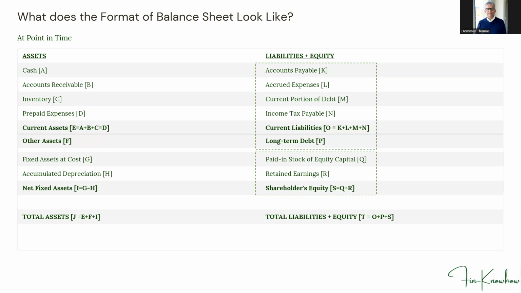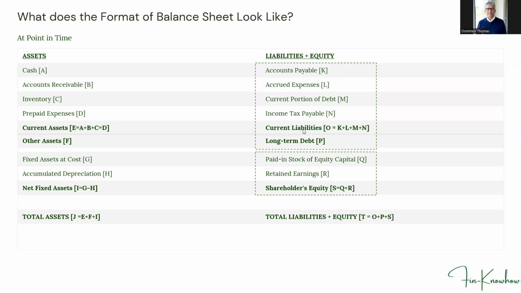So hopefully the takeaway from this should be that the balance sheet has two columns, assets on the left, liabilities and equity on the right. The assets are listed with the most liquid assets on top and the least liquid assets at the bottom. On the right is the liabilities and equity column. All the liabilities are listed in the top part of the liabilities and equity column, and the equity is towards the bottom.